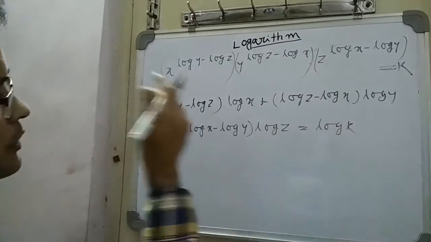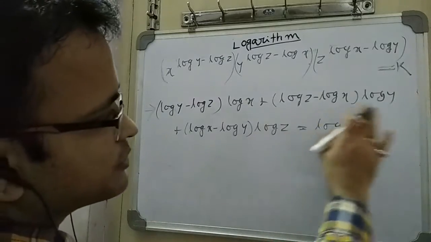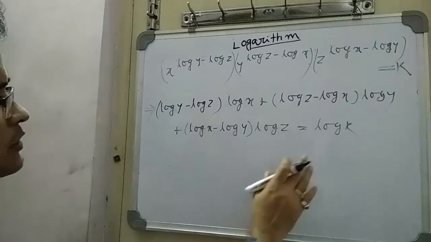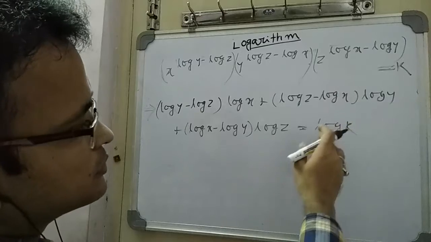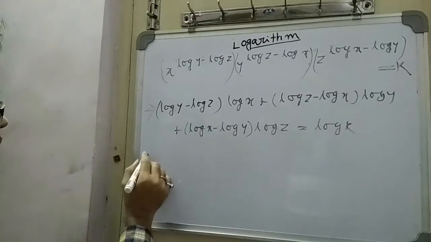I am not writing any base because base can be anything. Yeah, base is immaterial to us. Base can be anything. So writing log, just log, means log is base 10 everywhere.